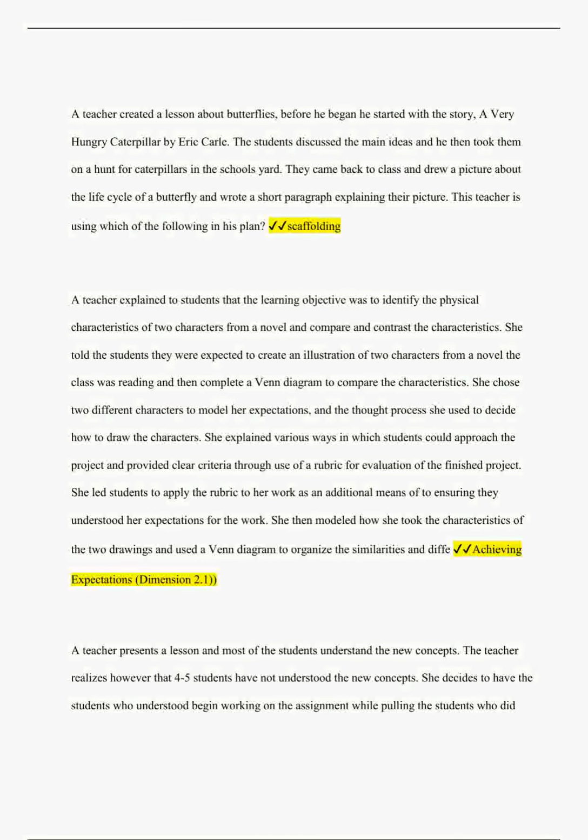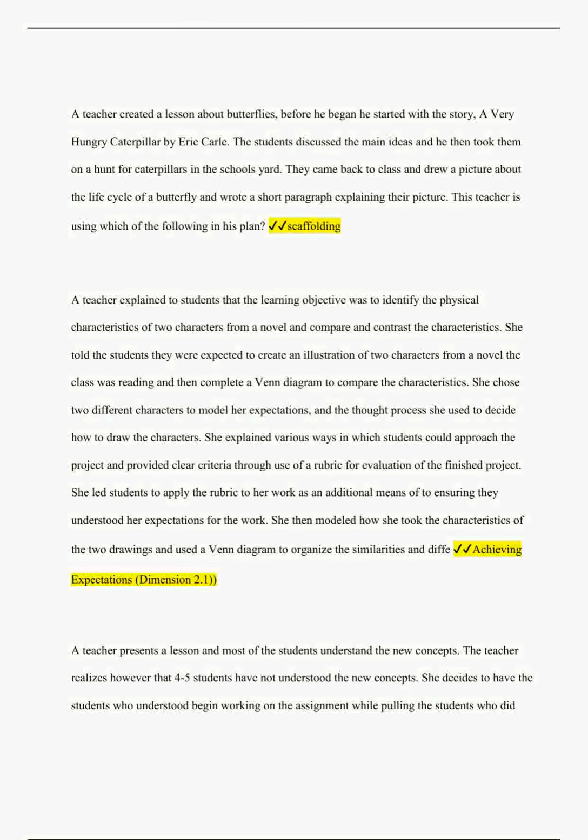She chose two different characters to model her expectations and the thought process she used to decide how to draw the characters. She explained various ways in which students could approach the project and provided clear criteria through use of a rubric for evaluation of the finished project.